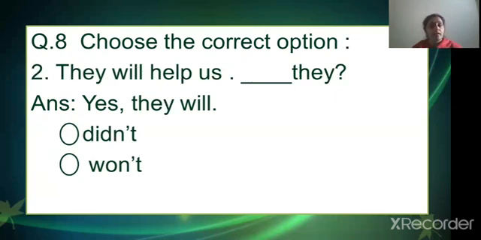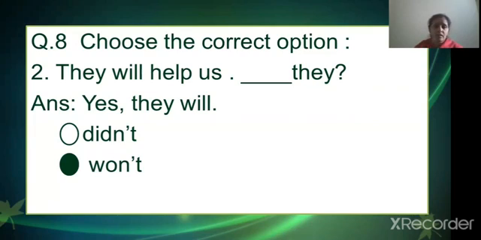They will help us. Dash they. Now what should the question be? The answer again here is yes, they will. So the options given are didn't they or won't they? They will help us. Didn't they or won't they? Yes, again here we are talking about something that's going to take place, right? So the correct option would be won't they. They will help us, won't they?